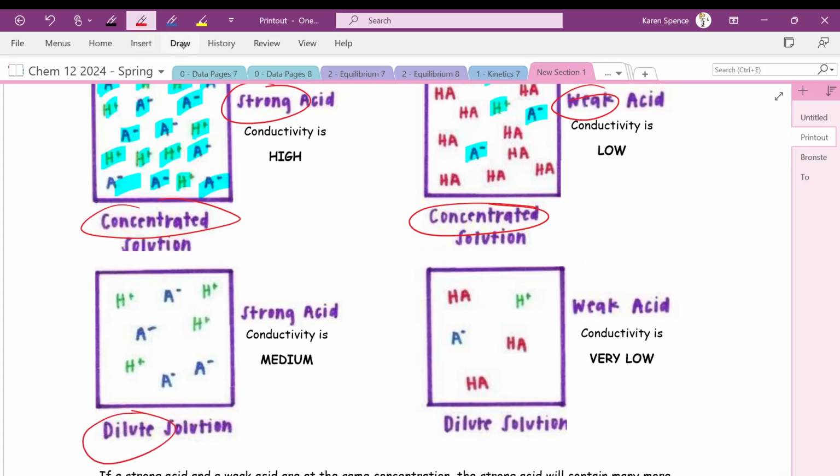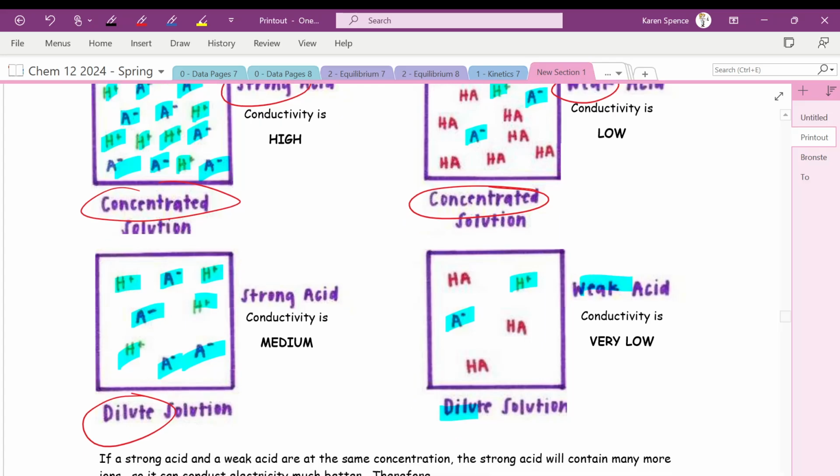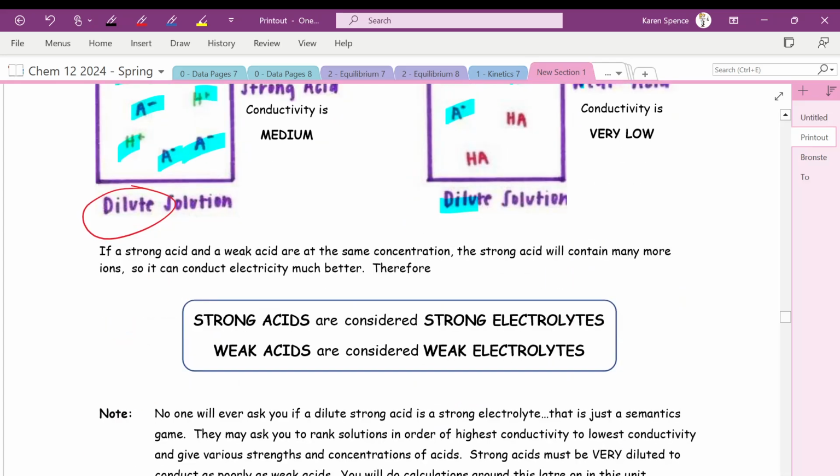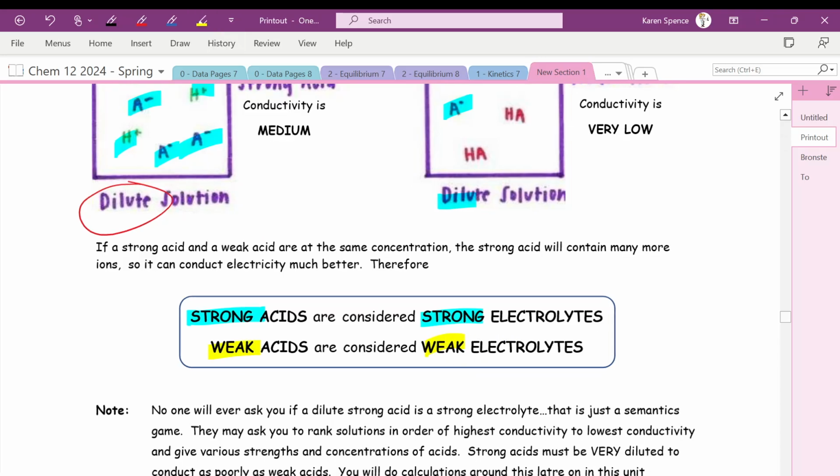But we still have ion, ion, ion, ion, ion, ion. Whereas over on the right-hand side, if we have a weak acid and it's dilute, I just have ion, ion. I think I'm just beating a dead horse at this point. So the moral of the story is that strong acids are strong electrolytes and weak acids are weak electrolytes.